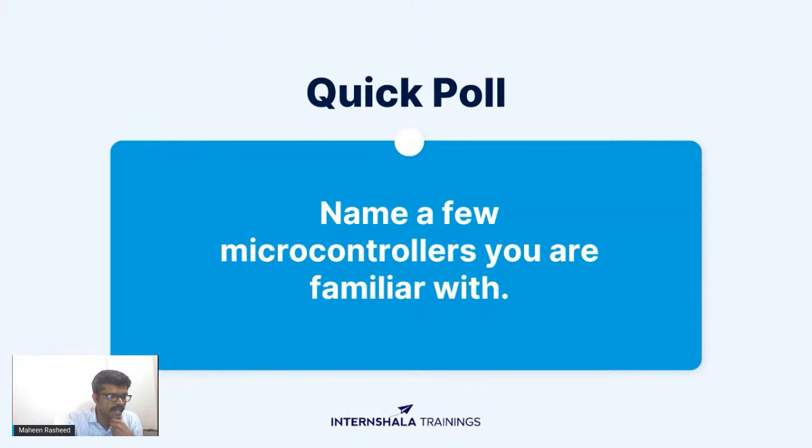Yes, Shoaib Ali has typed it as 8051. Yes, that's one of the first microcontrollers. STM32 is a very popular microcontroller these days. Arduino is not a microcontroller. Arduino is an IDE, an integrated development environment. We'll be looking at it shortly. In fact, Arduino Uno is the board that's used by the Arduino IDE. ATmega32 is a good microcontroller. It's a very popular microcontroller. Yes, Raspberry Pi is also a microprocessor.